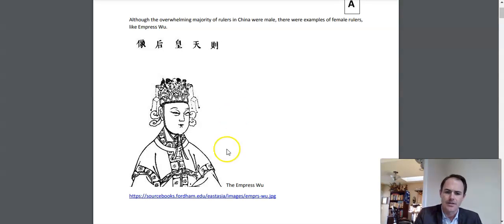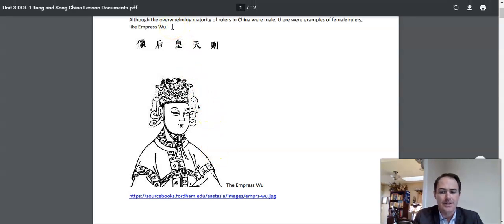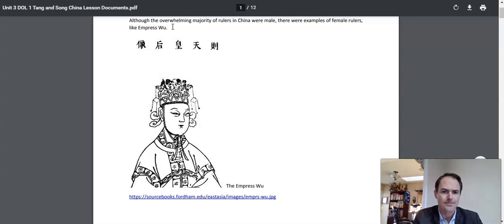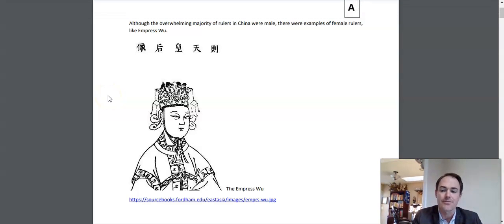We see here the tagline. This is Empress Wu, right? We're noticing her facial features. We're noticing her clothes, and we're trying to make some generalizations about her and about the time in which she lived. Also, historians and history teachers love to give you little taglines and descriptions to help you better understand the document. Don't ignore those. They often have great information.